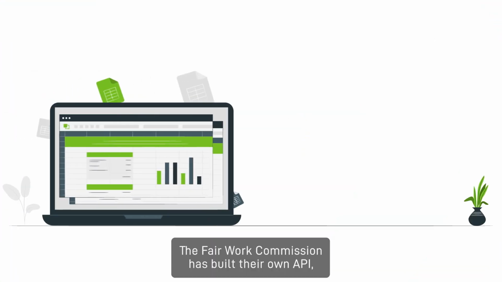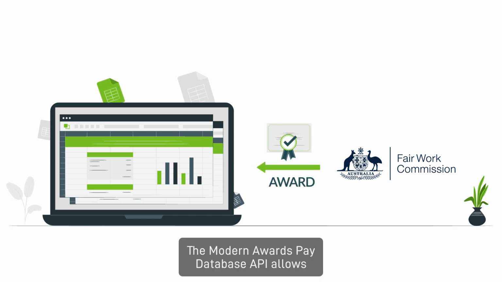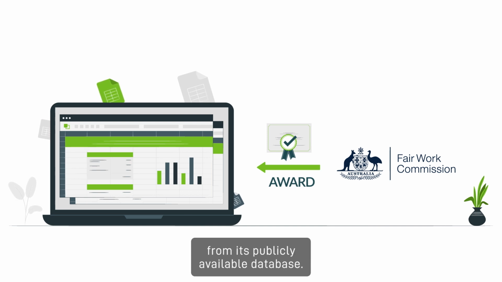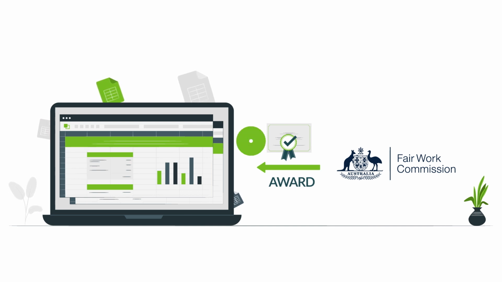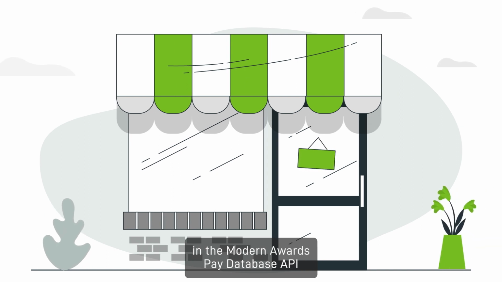The Fair Work Commission has built their own API, the Modern Awards Pay Database API. The Modern Awards Pay Database API allows access to the modern award pay rates available from its publicly available database. Let's go through what information is included in the Modern Awards Pay Database API.